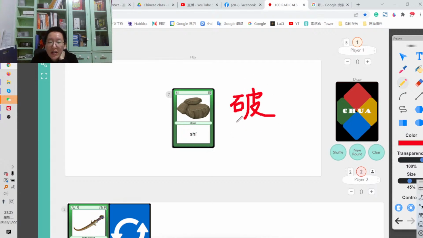So left part it's a stone and the right part it's a skin. When they get together, if somebody used the sharpened stone to touch your skin, the skin will break, right? So 破 means break. Break. Hard something to touch the soft something. Break. 破.